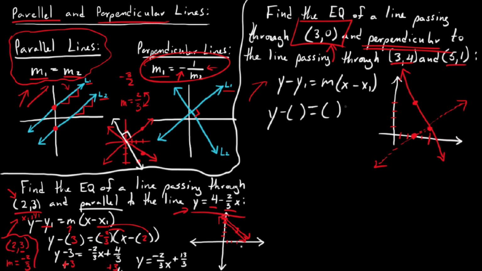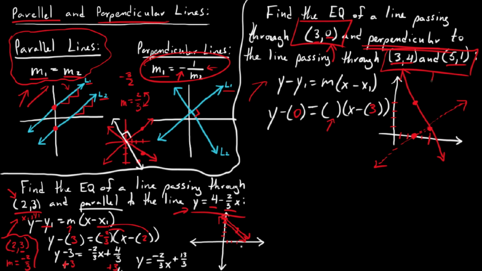And this is where we're going to use this idea of the relationship of the slopes between 2 perpendicular lines. So let's put in the y value here, we say this is 0, and put in the x value, we say this is 3. But we need to find this slope, and it needs to be perpendicular to the line going through these 2 points.